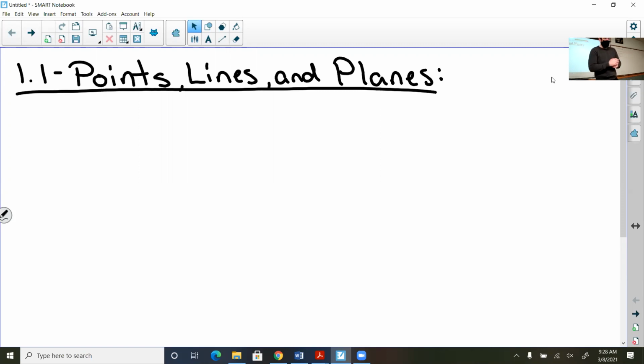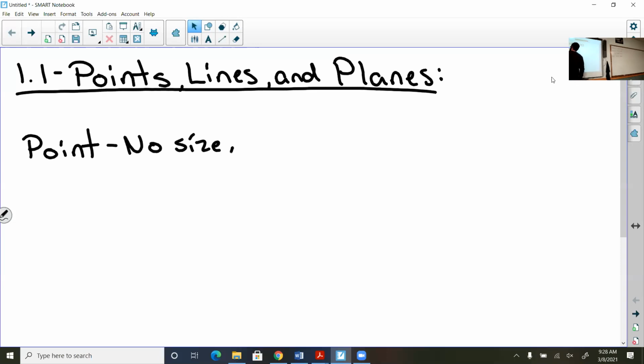So the first thing I want to talk about is just a point. And again, we've already kind of talked about this before, but a point has no size. So again, it's a specific location of something. It exists, but it's so infinitely small that it has no size to it. It just has a location. So again, no size, only a location.